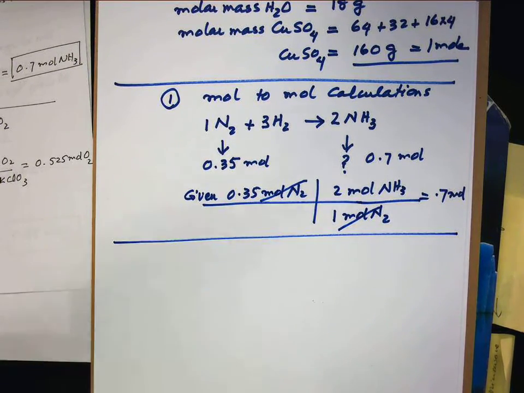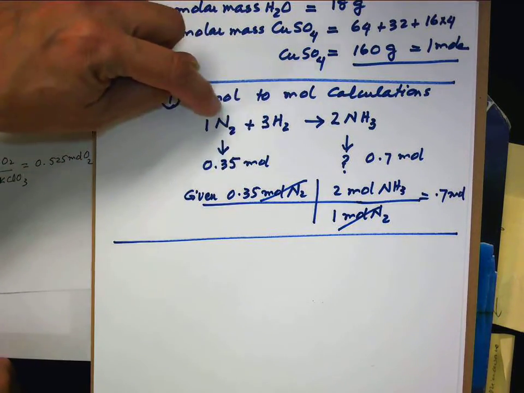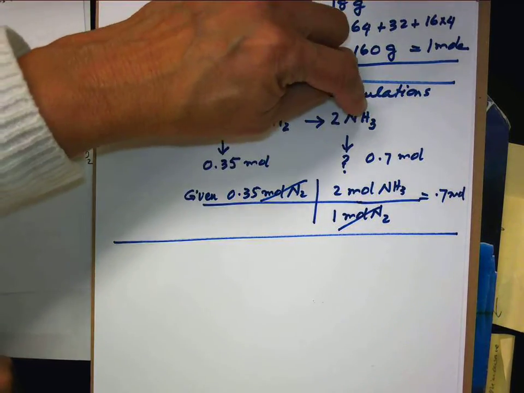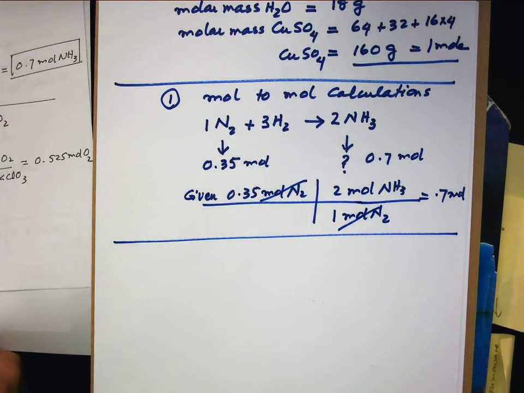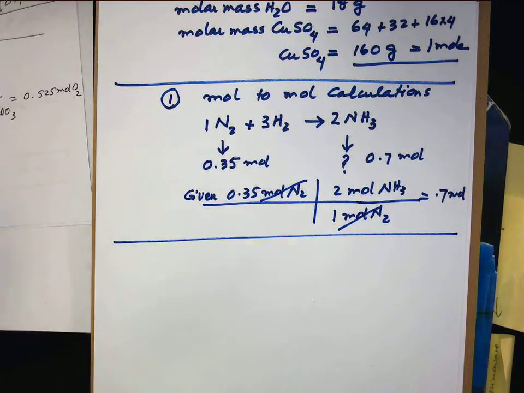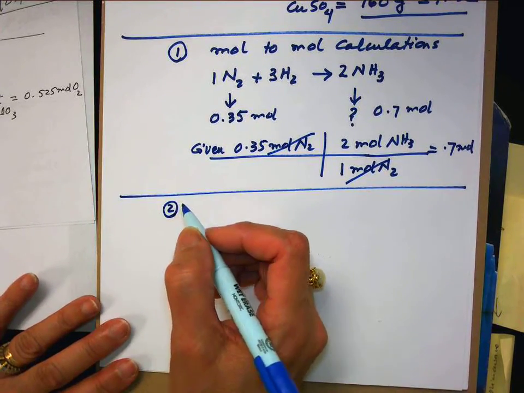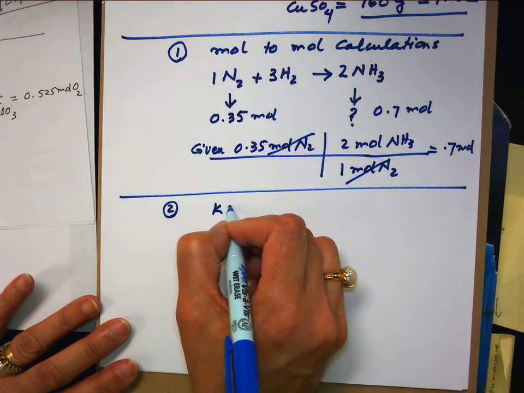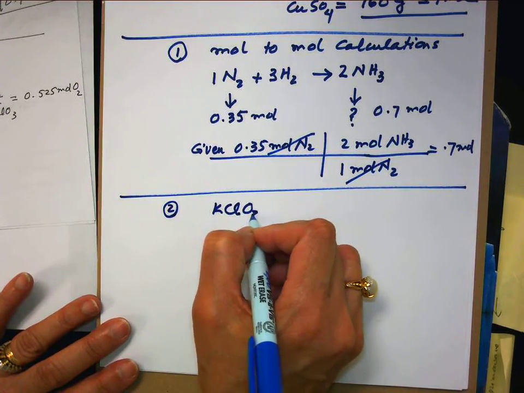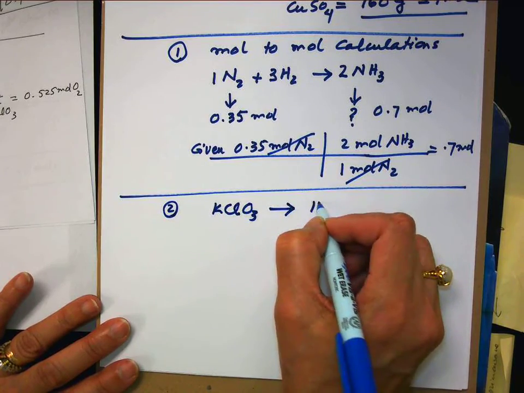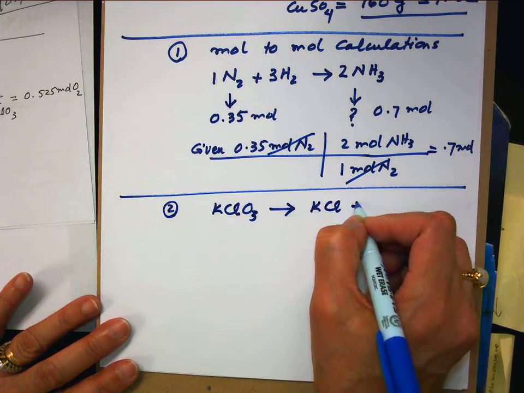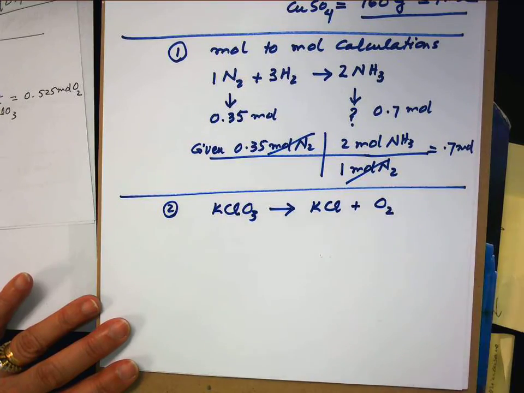Okay? So if you have the reactants and you'd like to know how much product you get, you should know the ratios and you can calculate the product. Okay? All right, another problem. This will be the equation KClO3 yields KCl plus O2. Go balance this one, please.